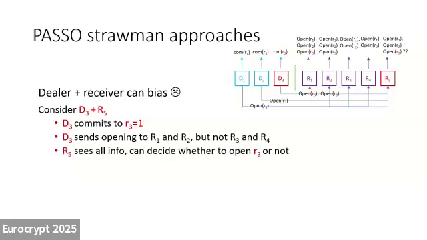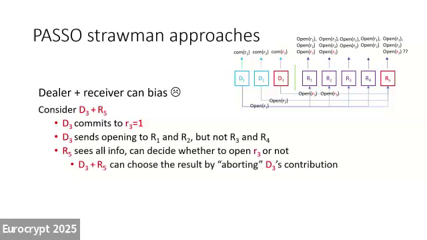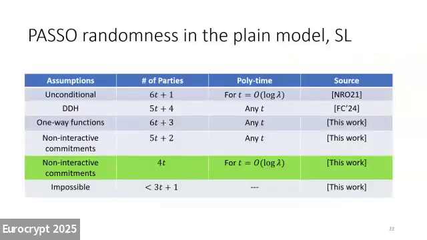Now R5 will see all the information. In particular, R5 also knows what values were published by D1 and D2. And it can decide based on this whether to open R5's commitment or not. And so this way, D3 plus R5 can choose whether to flip the result or not by aborting D3's contribution if needed. So we need to somehow find a way to prevent this kind of conditional abort attack.